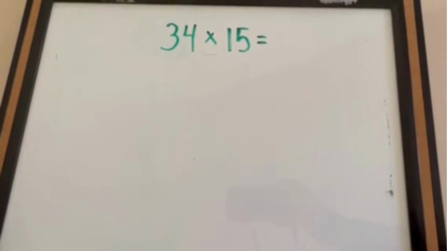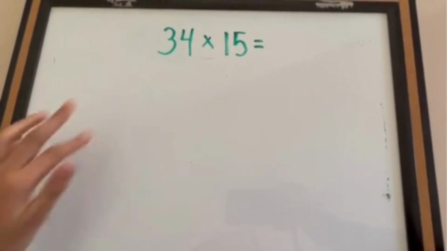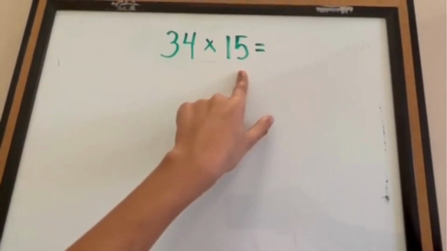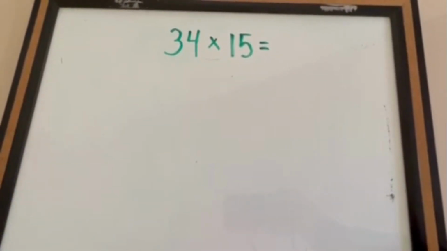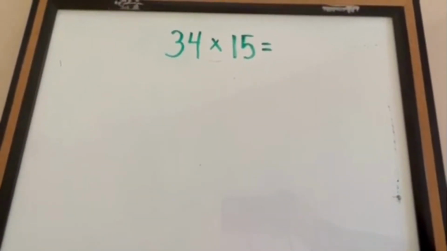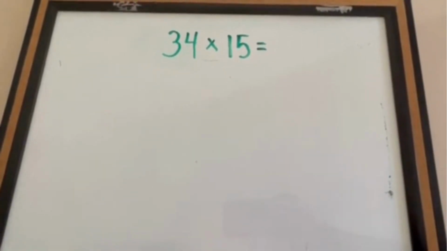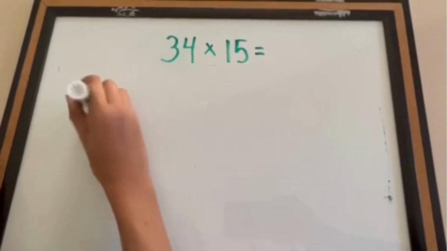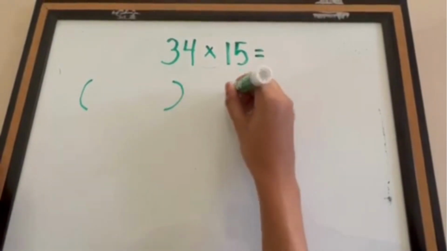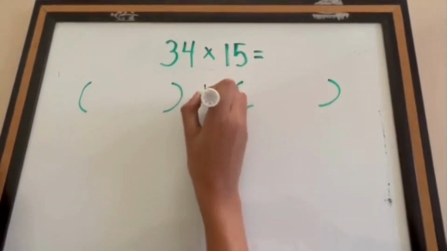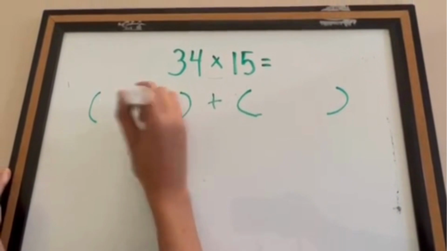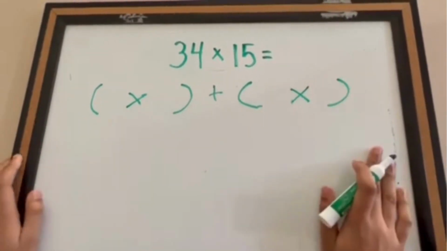But what if you have to multiply a 2-digit number against another 2-digit number? Let's say 34 times 15. Well, I'm going to show you. First, we still got to set up our parentheses. And it's the same way as last time. Two sets of parentheses with a plus in the middle and a multiplication sign in each parenthesis.